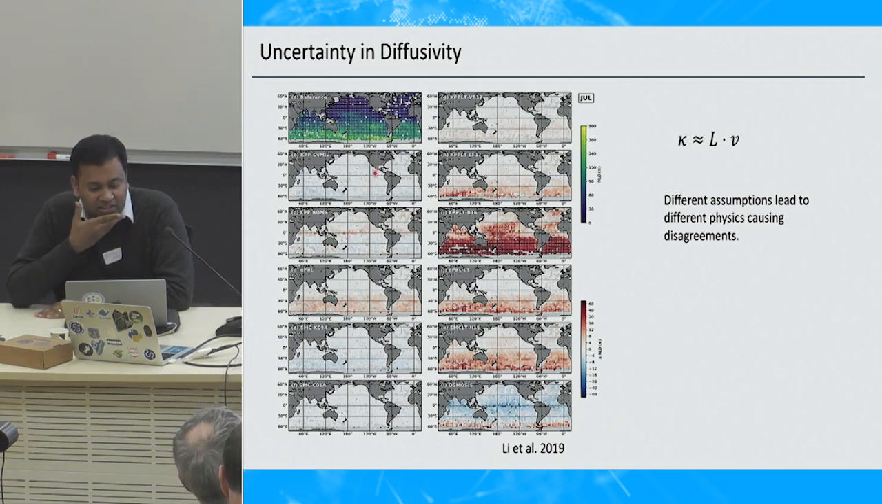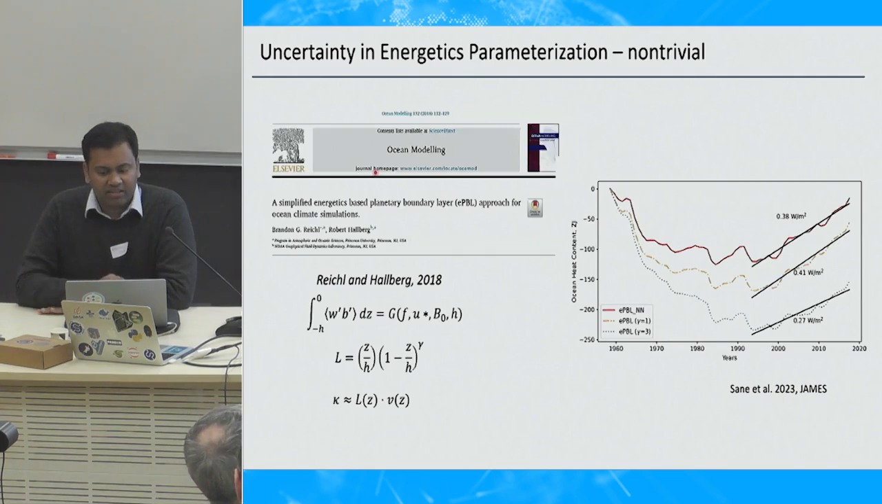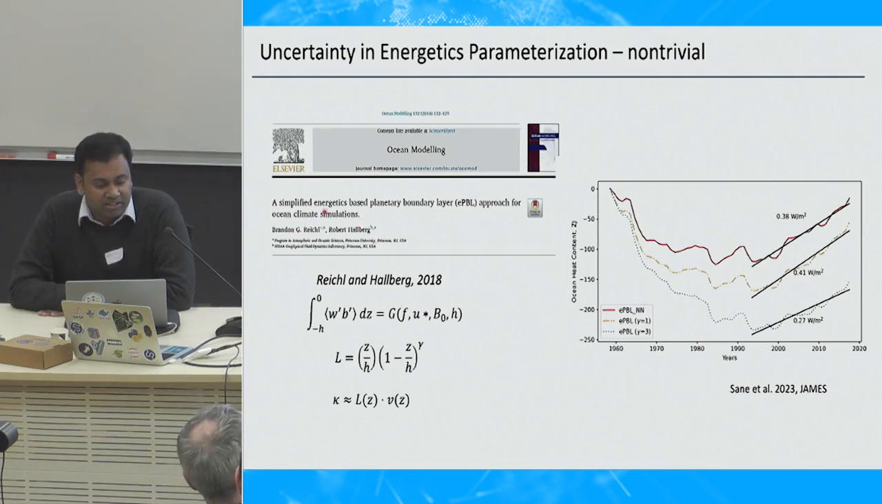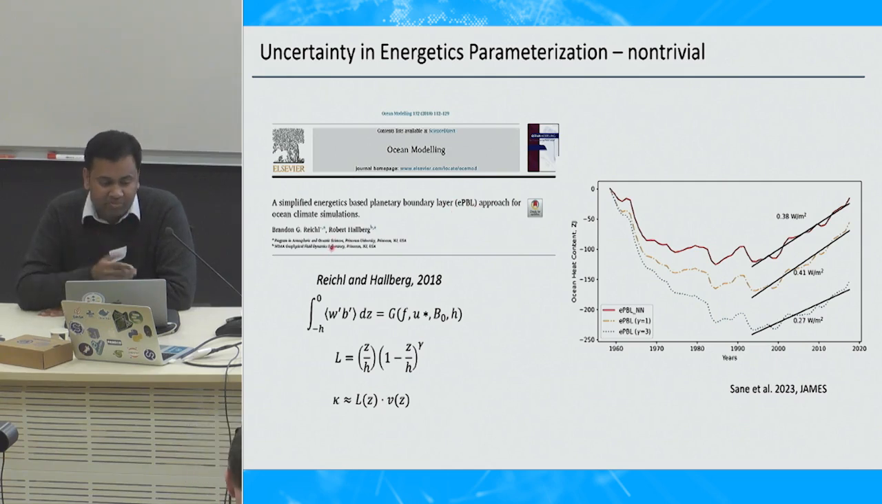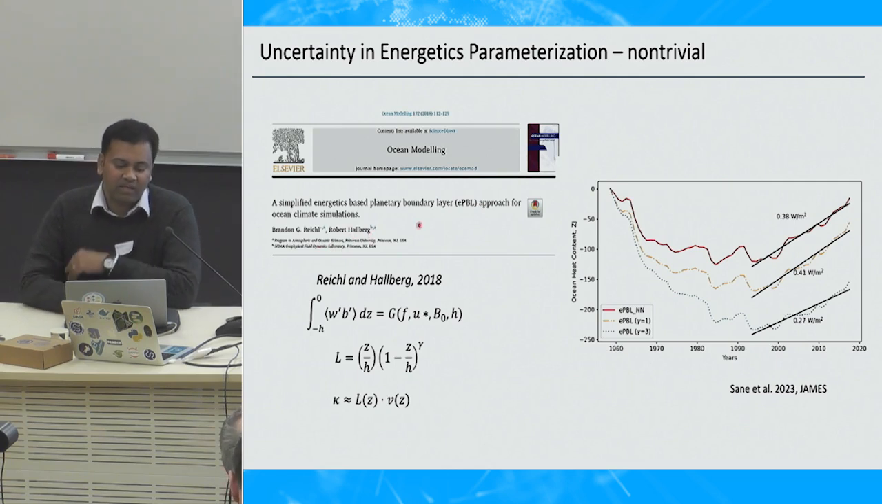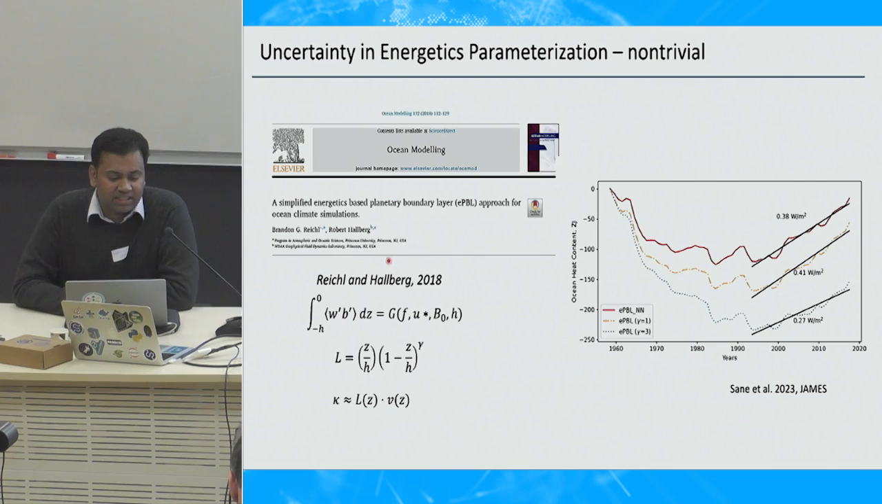To reduce some of these issues regarding energy conservation and stability, etc., GFDL devised its own scheme called the Energetics Planetary Boundary Layer Scheme, or the EPBL scheme. It has been documented in a paper by Reichl and Hallberg in 2018. And the key point of this scheme is that the rate of change of potential energy has been parameterized. So this scheme parameterizes the conversion of TKE to potential energy, and from this parameterization you get an estimation of the boundary layer depth H.